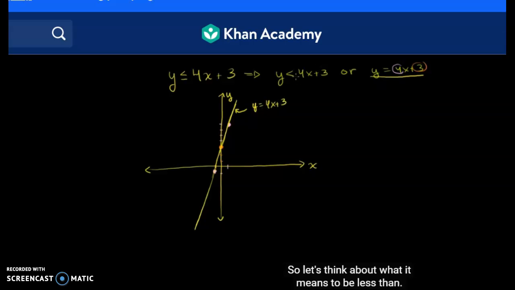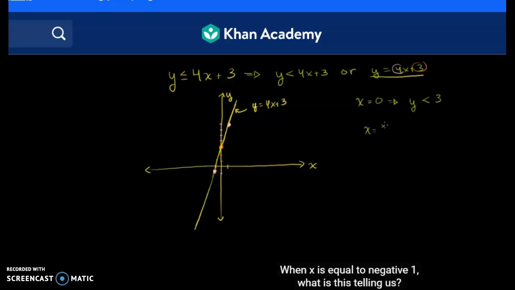So let's think about what it means to be less than. All of these points satisfy this inequality, but we have more. This is just these points over here. What about all of these where y is less than 4x plus 3? So let's think about what this means. Let's pick some values for x. When x is equal to 0, what does this say? Then y is going to be less than 0 plus 3. y is less than 3.